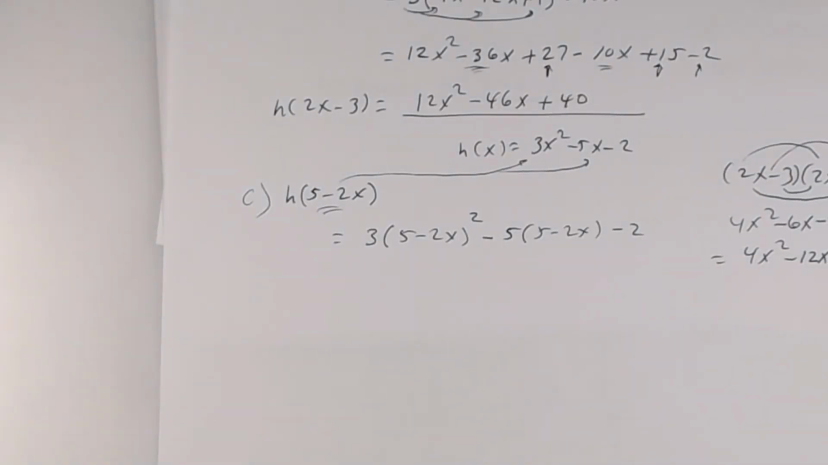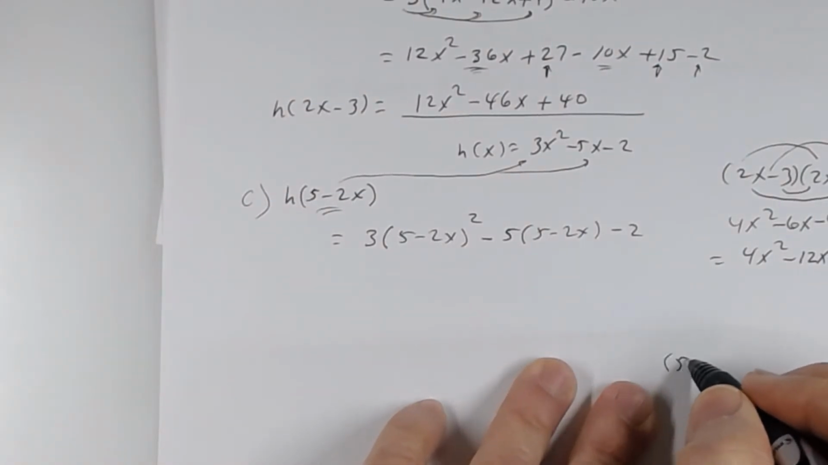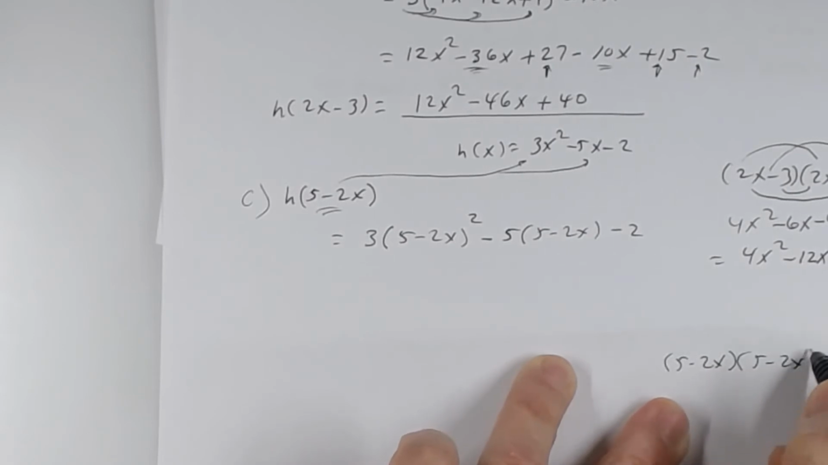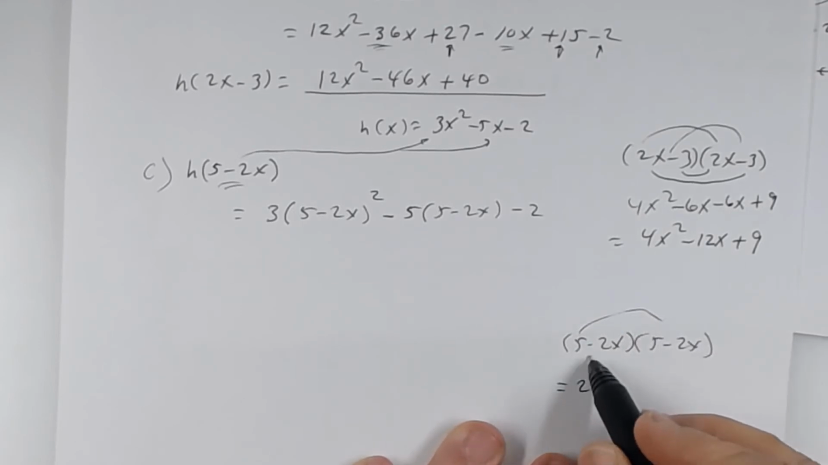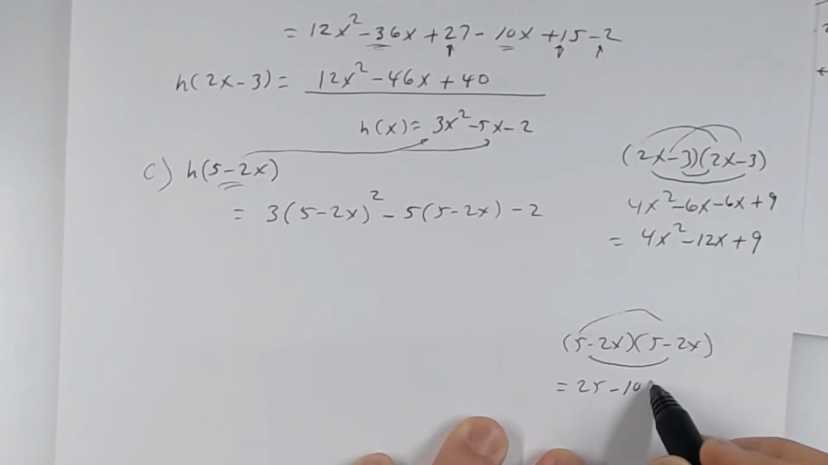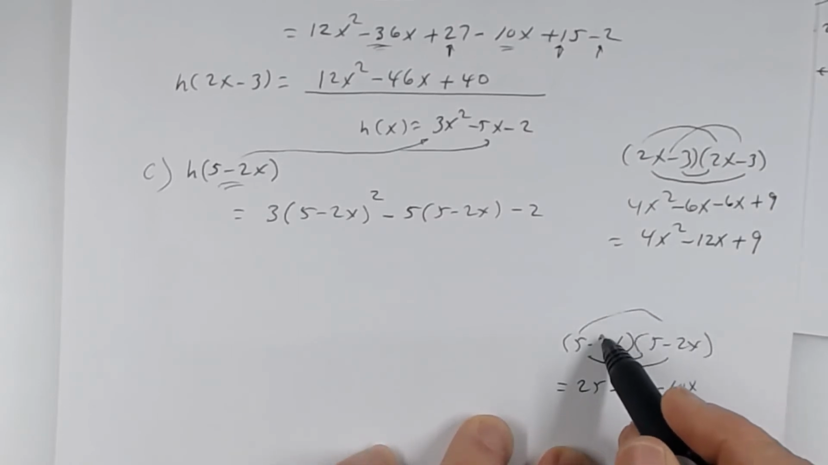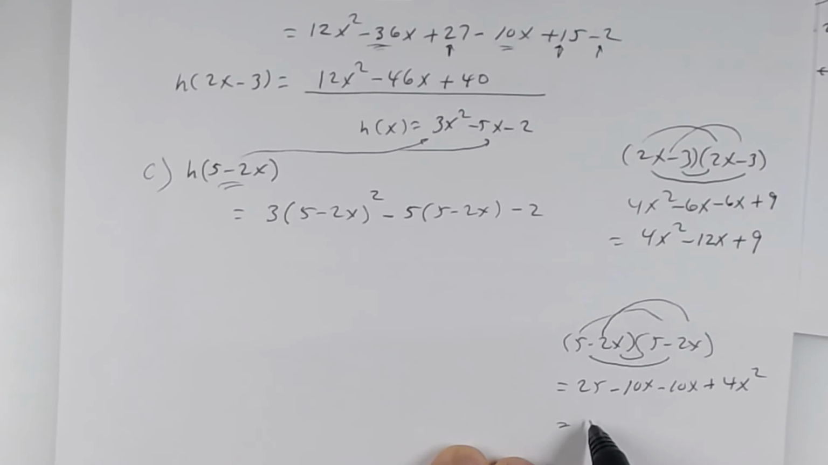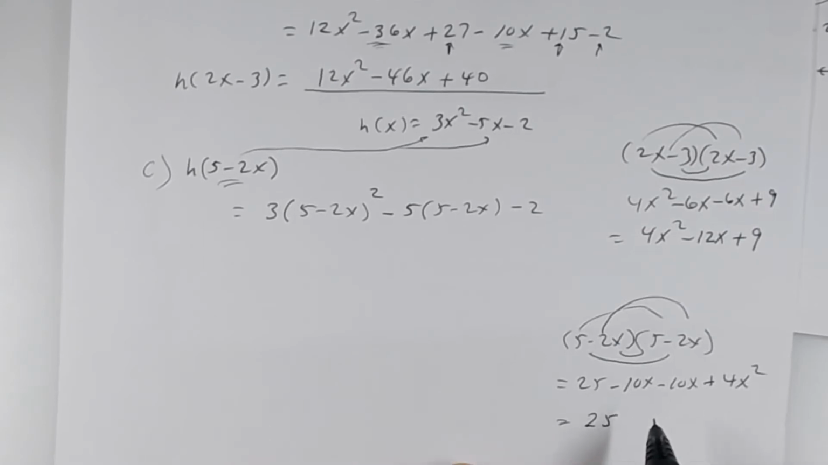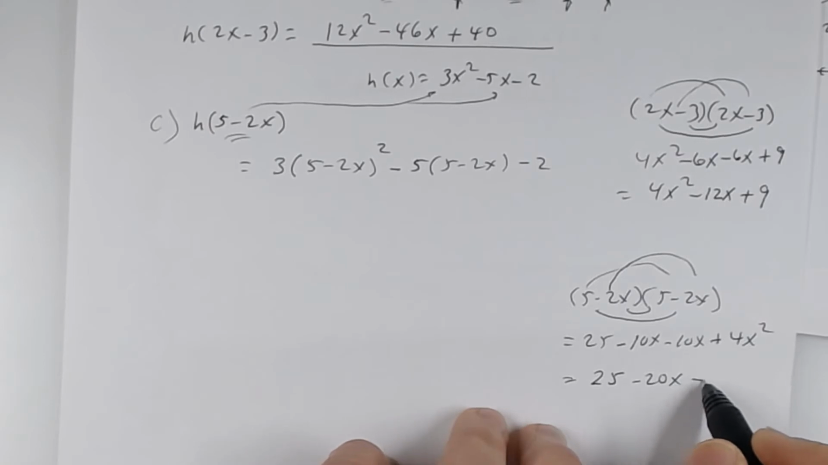All right, what's the next step? You take that binomial squared and you FOIL it out. So 5 minus 2x times itself, right? What's 5 times 5? 25. What's the outer? Negative 10x. And the inner should also be the same because you're squaring a binomial, so it should also be what? Negative 10x. And then what's a negative 2x times a negative 2x? Positive 4x squared. Combine like terms, you get 25 minus 20x plus 4x squared.